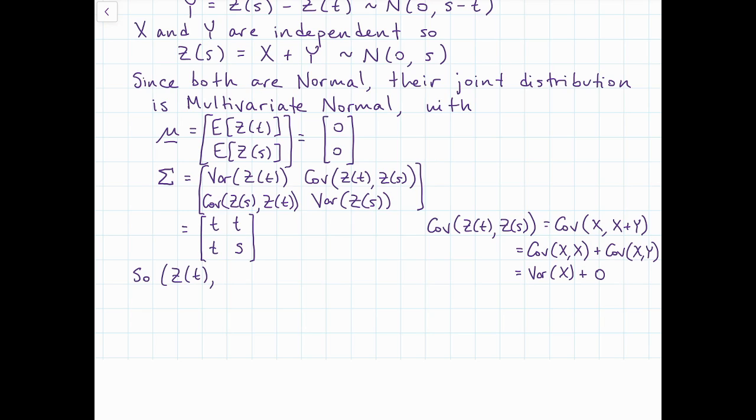So altogether, we could say that the joint distribution of z of t and z of s is multivariate normal with this mean vector 0, 0 and variance-covariance matrix t, t, t, s.